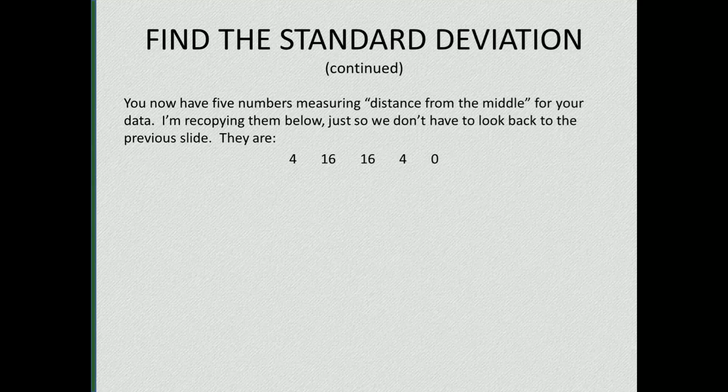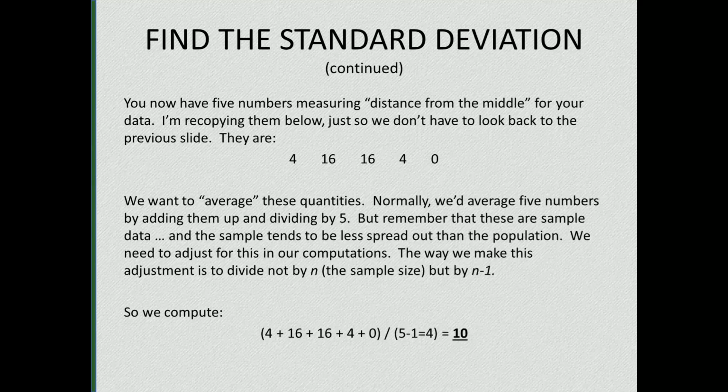We want to, in some sense, average these. Now we're going to take a slightly creative average. Normally we would simply average 5 numbers by adding them up and dividing by 5. But these represent a sample from a larger population, a larger group of people. And that larger group of people quite probably has more variability than is captured in our sample. We were looking at number of hours of sleep, and our data run from 0 to 8 hours, but there are probably people on campus who got more than 8 hours of sleep last night. At least one hopes so.